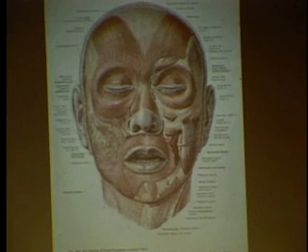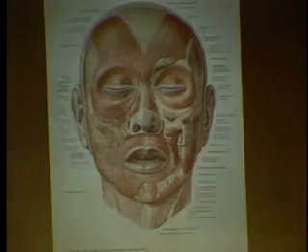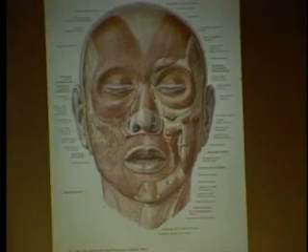Let's see. The orbicularis oris inserts on the squamous portion of the temporal bone? No. On the contralateral side of the cheek? Cheek? No. Gracious. On the contralateral side of the mouth? Yes. Finally, one of you know it. All right, now we've got to go back to this one.